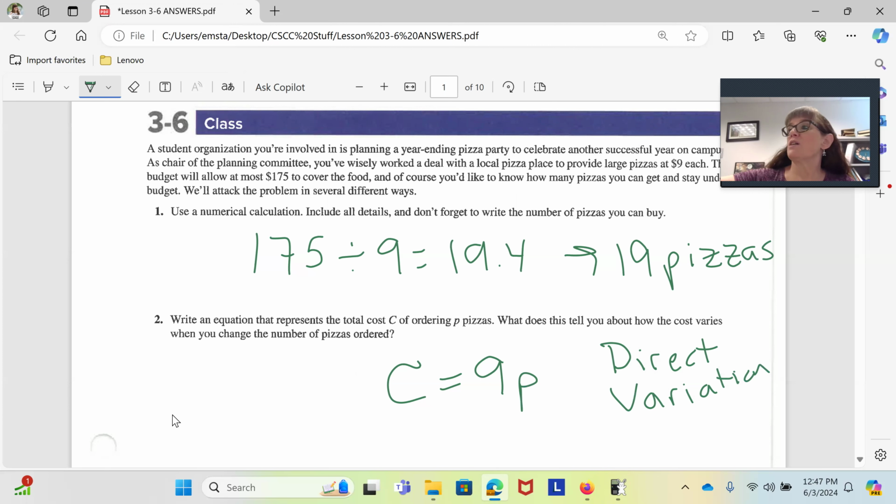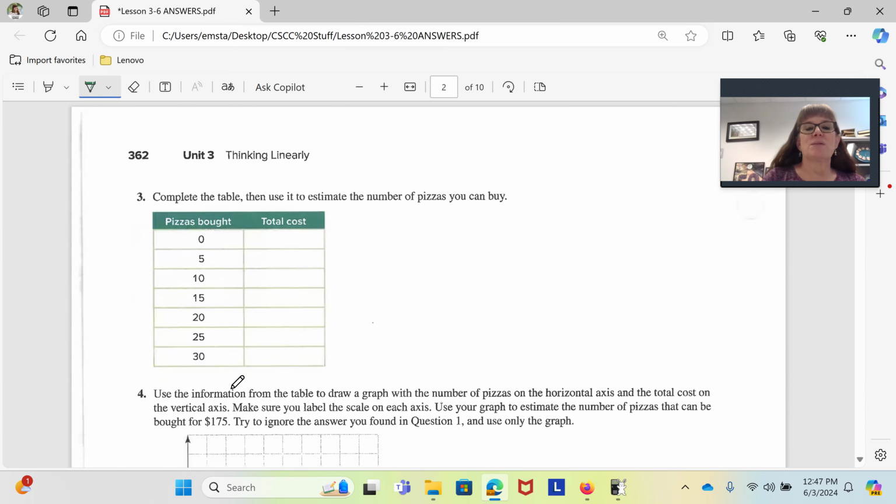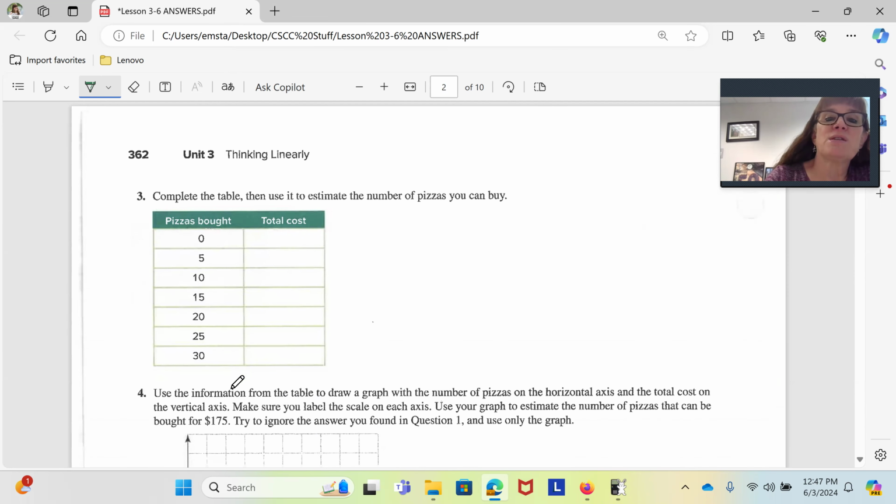We're going to turn the page to page 362. And just like in the last section, we're going to create a table and we're going to create a graph of this stuff. So to complete the table, remember we're using the equation C equals 9 times the number of pizzas. And then you're just going to replace P with each of the numbers in the table. So the first thing I'll replace it with is a 0. So I'm going to do 9 times 0, and I will get 0.